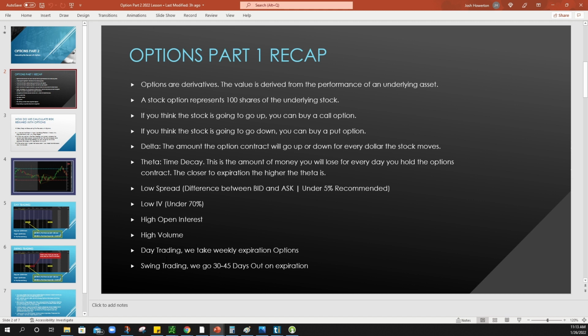Or like today, you would want to trade, ideally, my preference is today's expiration. The closest to expiration possible is ideally the ones we will be day trading. For swing trading, we want to go at least 30 to 45 days out on expiration.